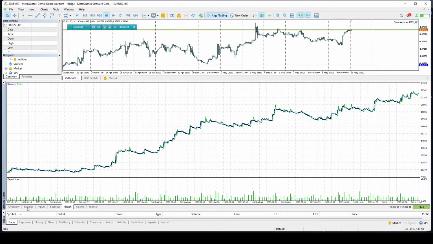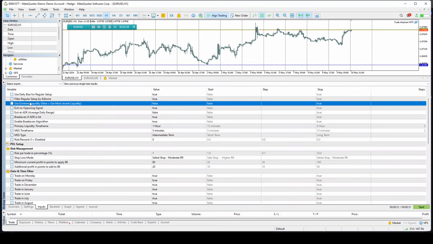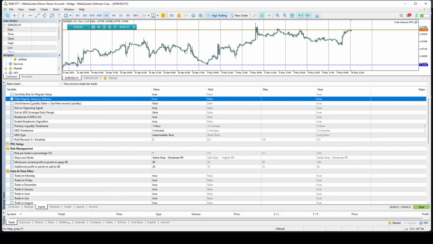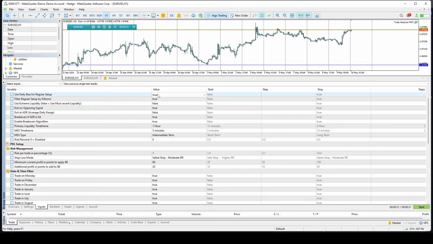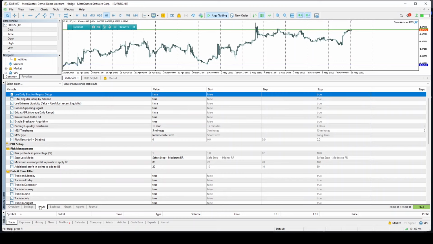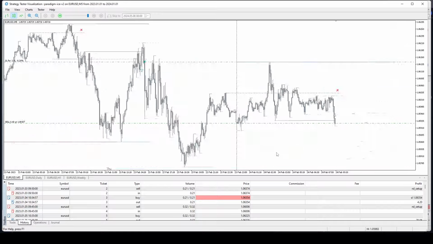Now, let me run the same back test, but this time around without the daily bias algorithm. Okay, without the daily bias algorithm. So let me turn off the daily bias algorithm. I'm going to turn that to false, and still the same data set, but this time around no daily bias algorithm. So I'm going to click on start, and let's see what the result is going to look like.